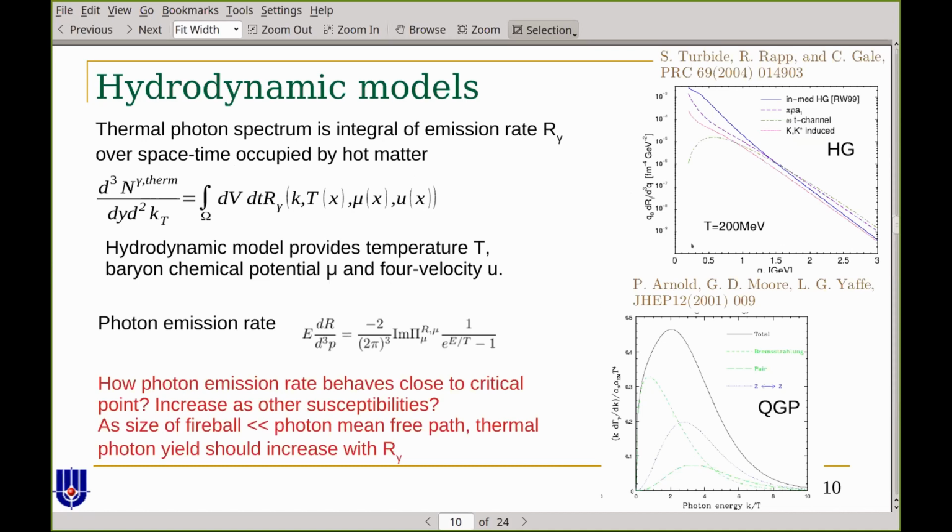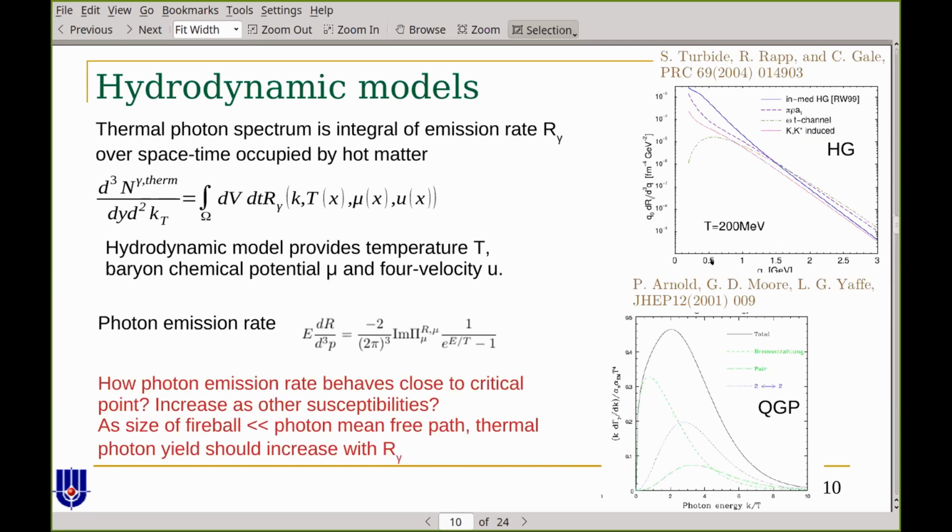Okay, then we can introduce some complications: very different equations of state, initial conditions, apply equilibrium or non-equilibrium emission rates, and so on. But the main idea is this. And concerning these photon emission rates, it is related to the photon self-energy, and it was calculated a long time ago for hadronic gas and for quark-gluon plasma by these two papers.